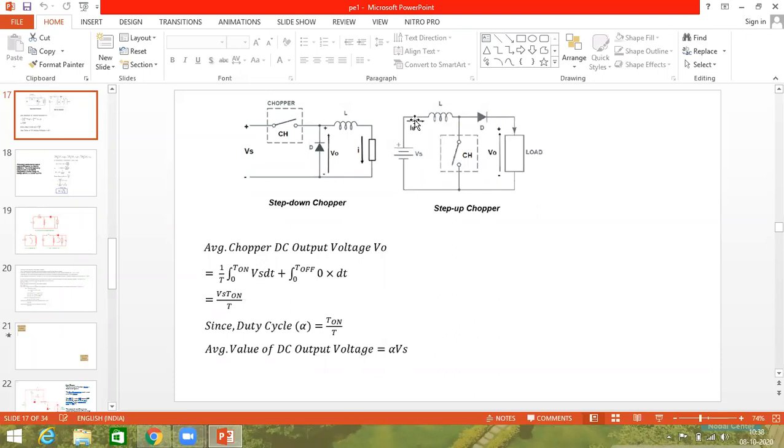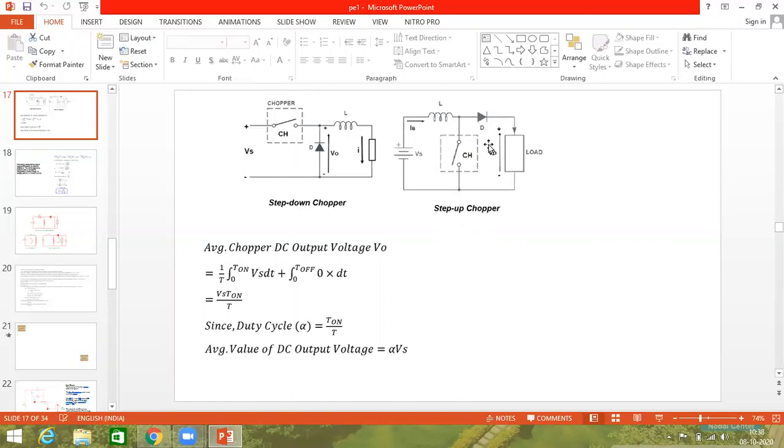So now we can say energy is transferred from source to load. If the motor back EMF is greater than the supply voltage, what's going to happen here in step-up chopper? If the motor back EMF is greater than the supply voltage, energy will travel from load to which points here? From load to the source. That we'll see here.